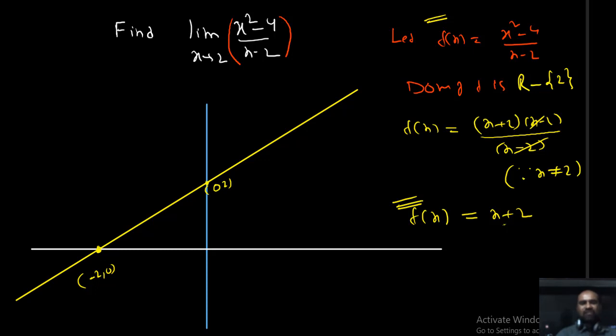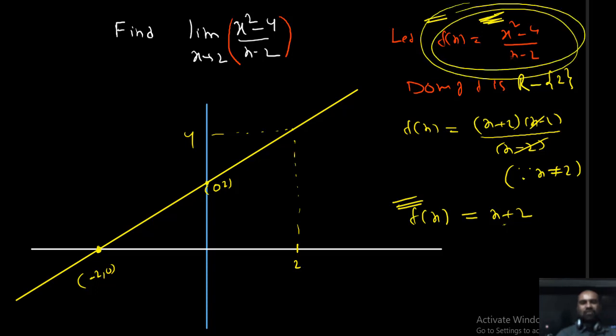I am not saying this is the graph of x square minus 4 by x minus 2. This yellow one is the graph of x plus 2. It is not the graph of f of x equal to x square minus 4 by x minus 2, because y equal to x plus 2 is defined for all real numbers, but f of x is defined only for all real numbers except 2. For example, take x as 2, the corresponding y is 4. But that does not happen in this function. You can't take x as 2.